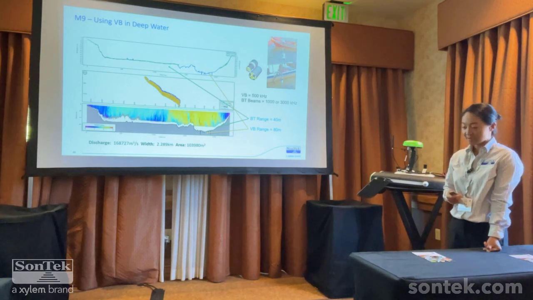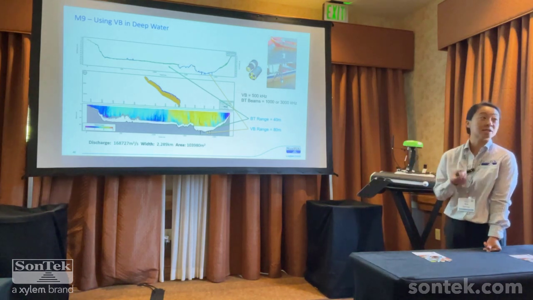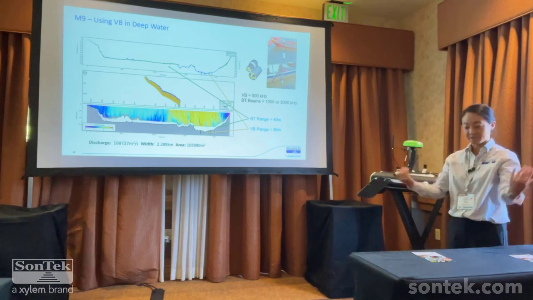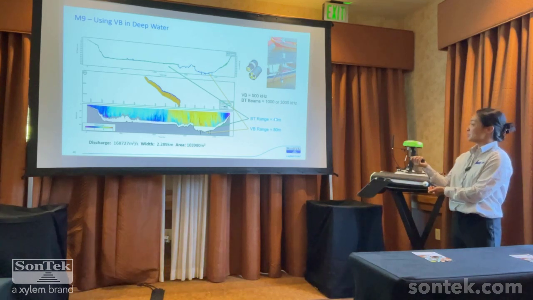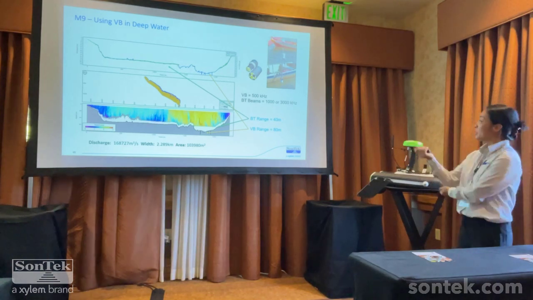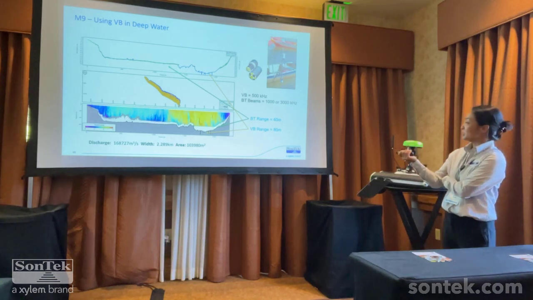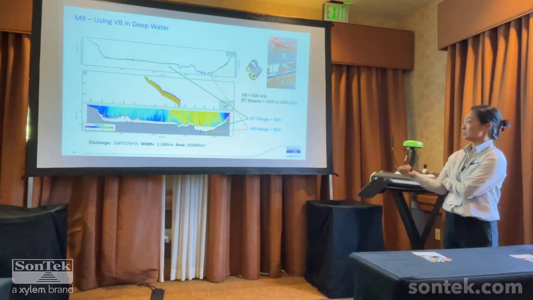Something to keep in mind for those M9 users, so this is our larger ADCP instrument, that central beam for the M9 is actually a lower frequency compared to all the other skew beams. So what that allows you to do is that while the skew beams will profile to 40 meters, the central beam actually goes to 80 meters. So that gets you deeper in situations where your bottom track range doesn't reach.